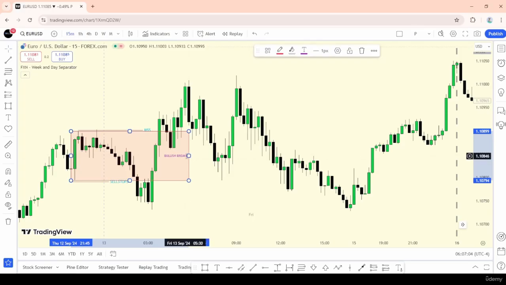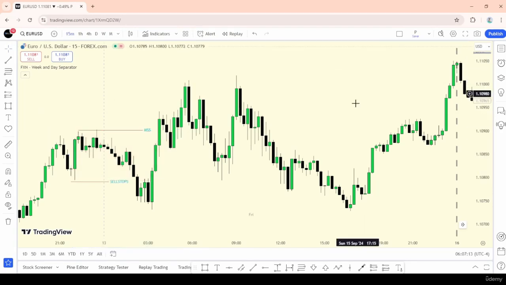So we came back down to this area here at this price, and then we went higher. So that is an example of a bullish breaker.